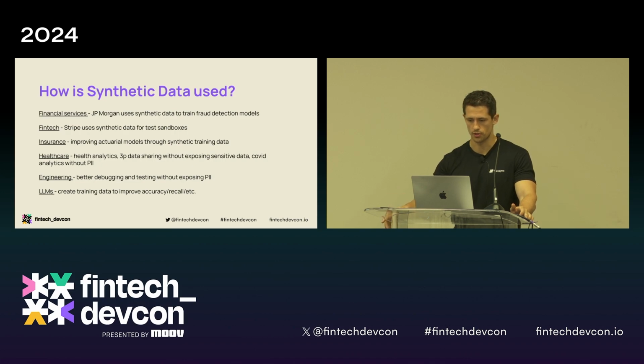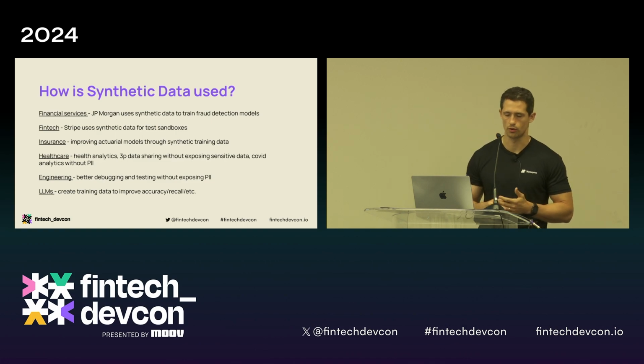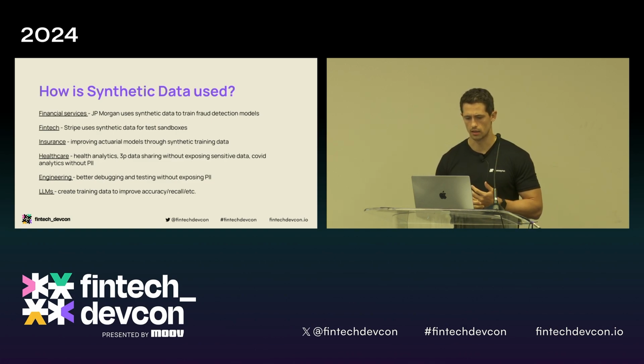Insurance: improving actuarial models through synthetic data training. Similar to the financial services use case, you want to get really good data so that your actuarial models and underwriting models are as representative and as accurate as possible. So we see this as well.